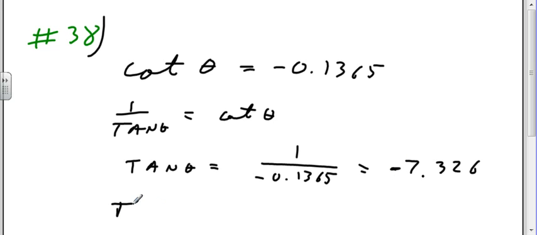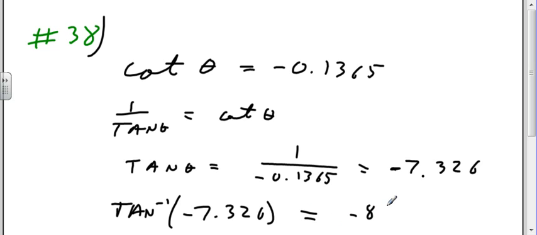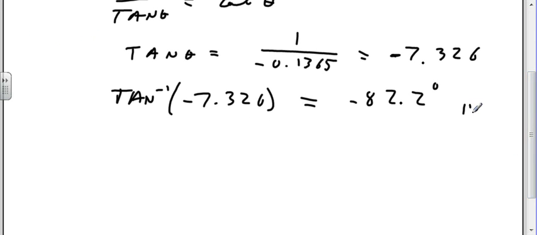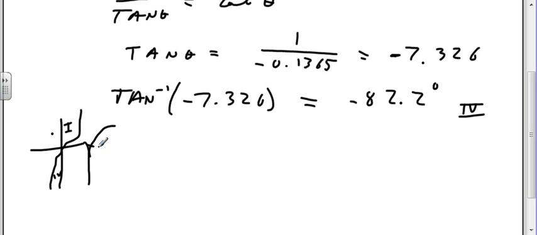And now we're going to take the arctangent of minus 7.326. And so we get an answer of minus 82.2 degrees. Alright, so that's a fourth quadrant answer. Okay, and we think about the tangent function again, and if we can draw it right this time, we have something that looks like that. And this is a fourth quadrant guy right there. And that's the first quadrant. We don't want him. And then the other guy is going to be a second quadrant guy. So we want two answers, one in the fourth quadrant, one in the second quadrant.